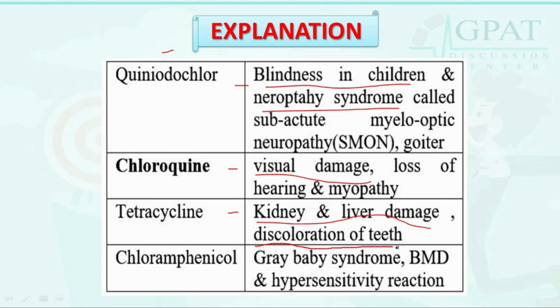of tetracycline. Students, try to note down in your copy right now, because many a times this question is asked in NIPER exam or pharmacist exam or GPAT exam, that which is the major side effect of tetracycline. The correct answer is discoloration of teeth. And now we just talk about chloramphenicol, and its major side effect is gray baby syndrome, BMD and hypersensitivity reaction. So it's all about the major side effects. So students, try to learn them with ease.